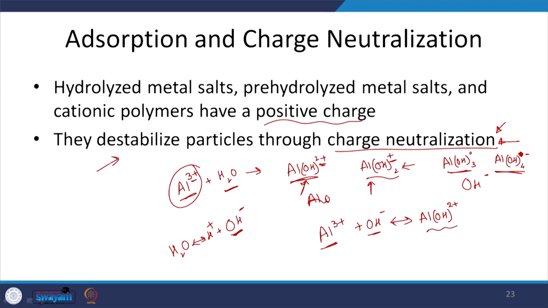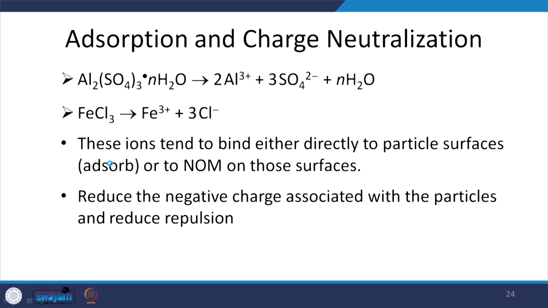And also, if I add high enough aluminum concentration or ferric iron concentration, what's going to happen? It can even precipitate out of the solution. This is something that we looked at, co-precipitation or sweep coagulation, right? So we will come back to that. So it's not as if it's only charge neutralization. That's something I wanted to mention.